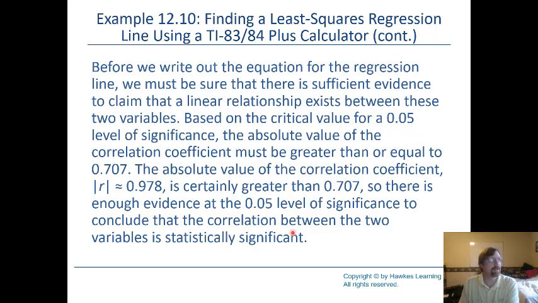So we need to look at the critical value for a 0.05 level of significance. So we can go back to table I in appendix A, and we find that that critical value is 0.707. So the absolute value is 0.978. It is greater than 0.707, so there is enough evidence at the 0.05 level of significance to conclude that there is a correlation between the two variables that is statistically significant.